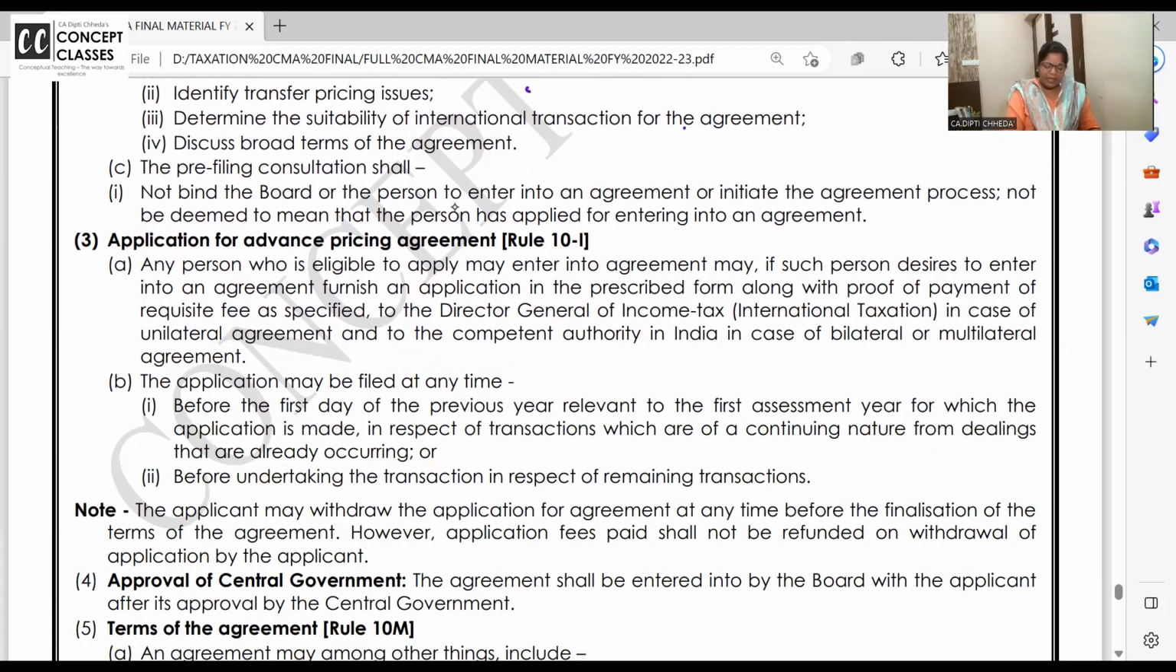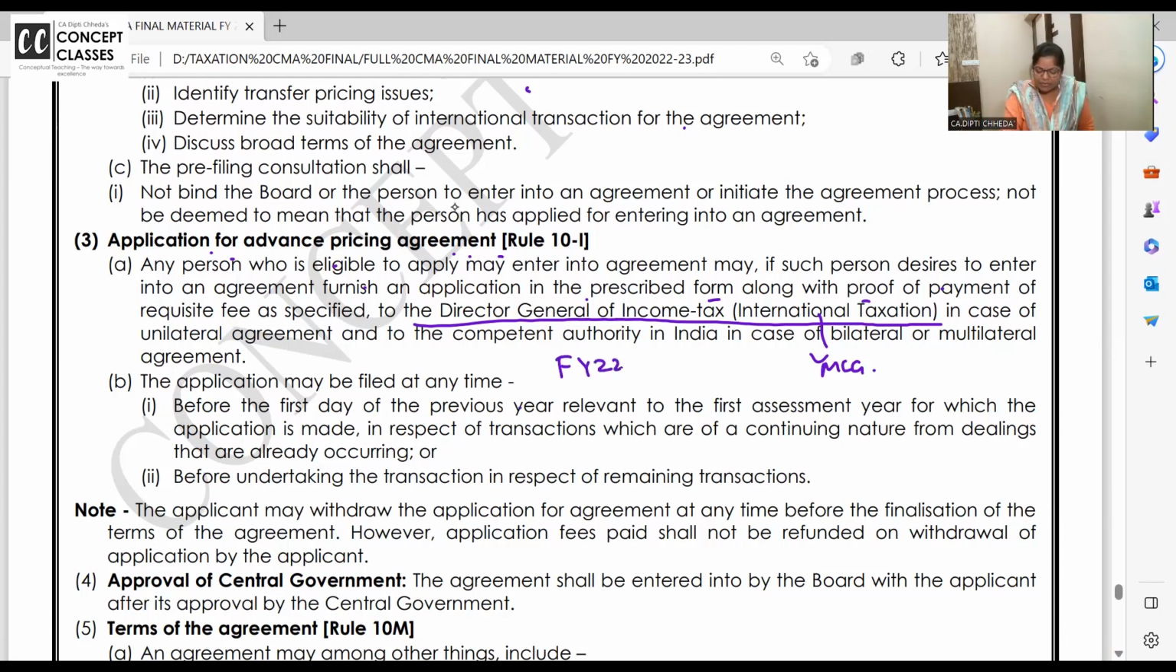Then if agreed, he will make an application for the agreement. Who is eligible to apply for the agreement? If a person desires, he furnishes an application in the prescribed form and has to submit the application to the Director General of Income Tax. They can ask you this in an MCQ: to whom do you make the application? The Director General of Income Tax. The application can be made at any time. Until when? I told you.